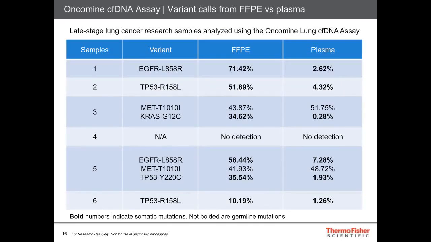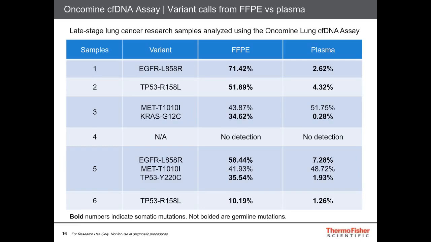So this slide is data from Thermo Fisher and shows, just as an example, some late-stage lung cancer research samples that were analyzed using the Oncomine Lung cfDNA assay. And you can see across these six samples, there are variants in several different genes, EGFR, TP53, et cetera. And in the FFPE tumor tissue tested, the variants appear at relatively high levels.